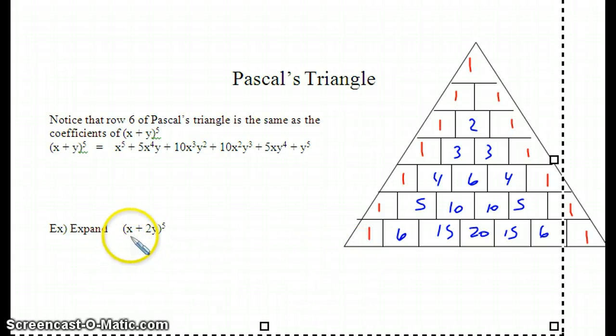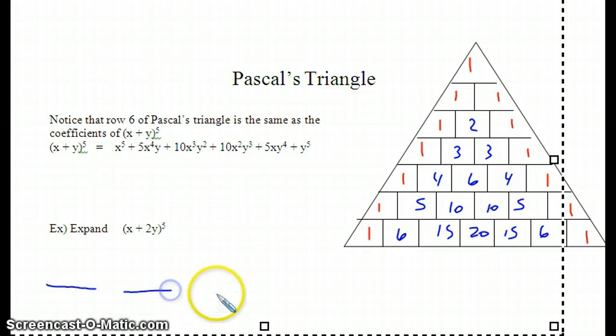So our first example is if we have x plus 2y to the 5th power, and I want you to expand that. So the first rule is to always draw your blanks, and you want to give yourself a lot of room to do this. Because the exponent is 5, I'm going to give myself 6 blanks.